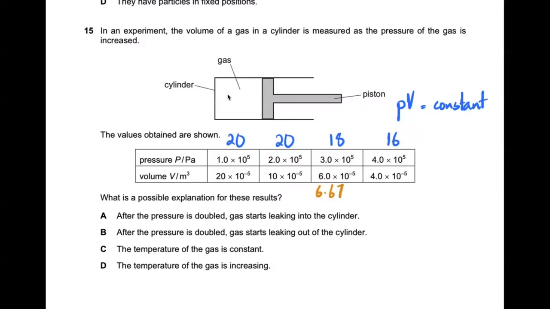All right. After the pressure is doubled, gas starts leaking into the cylinder. After pressure is doubled, gas starts leaking out. Temperature of the gas is constant. Temperature of the gas is increasing. Now we know this cannot be the case. All right, if the temperature of the gas was constant, then PV should have been obeyed, right? But it's not being obeyed. So this is definitely out.